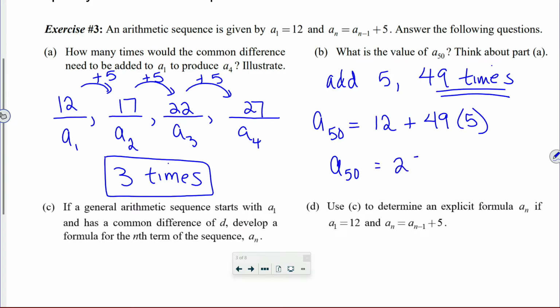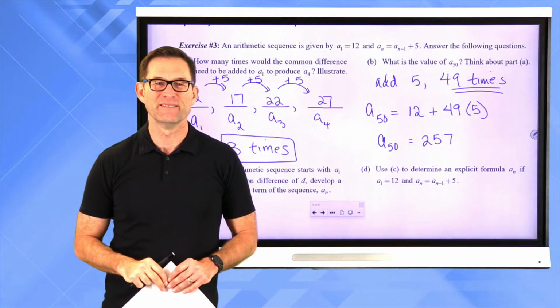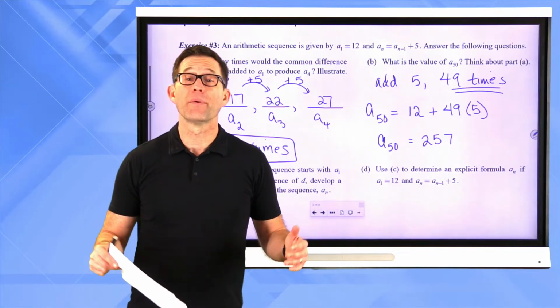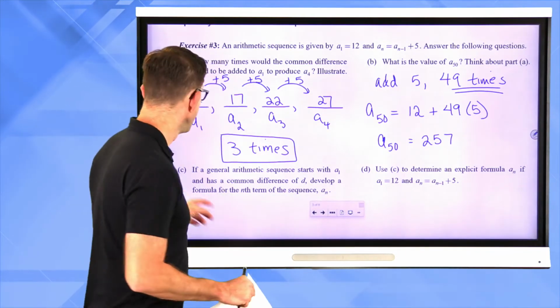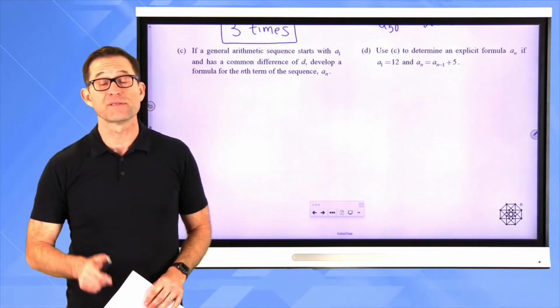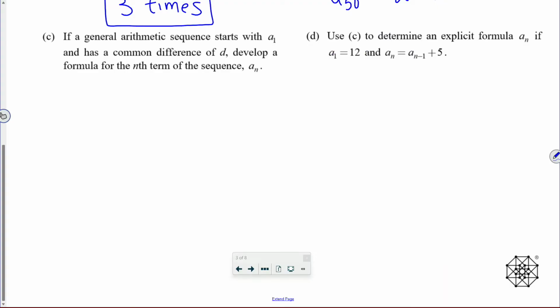All right. No reason to break out our calculator to do that. All right. So simple, right? And this really then can lead us to developing a general formula, a general explicit formula for an arithmetic sequence. Let's take a look at letter C. If a general arithmetic sequence starts with A1 and has a common difference of D, develop a formula for the nth term of the sequence A sub n.